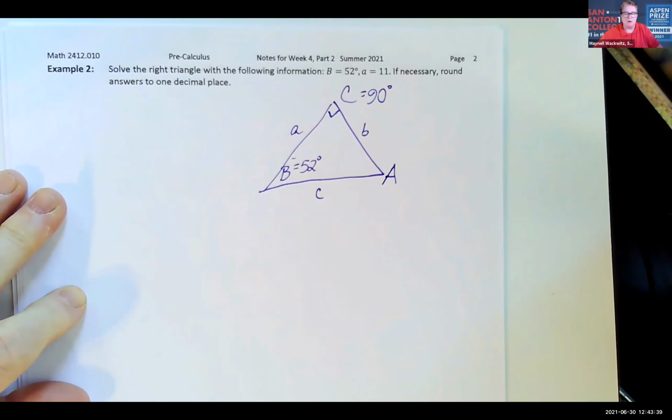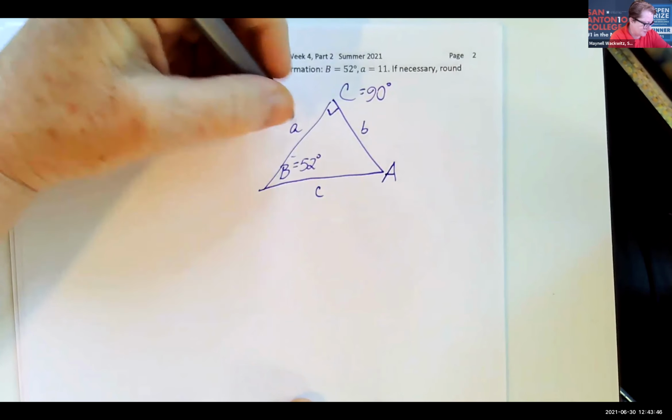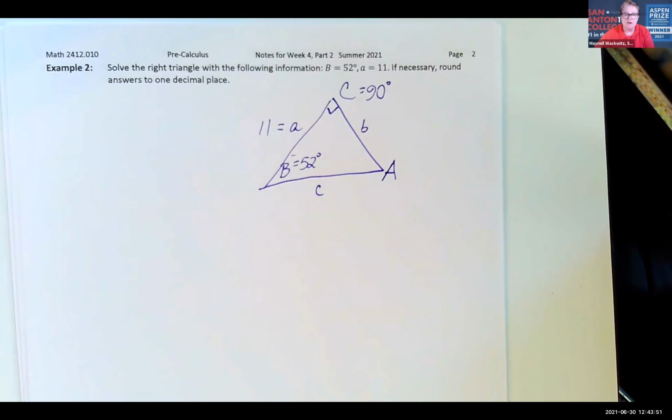One of the reasons why I'm drawing this in a weird way is that it doesn't matter how you draw it, you'll get the same information. They tell us little a is 11. We want to find all of the angles and all of the sides. And how can we start? You can use the Pythagorean theorem.